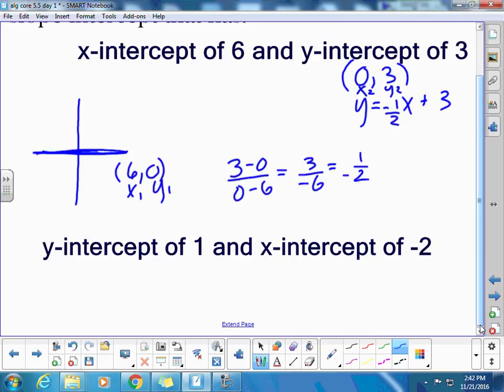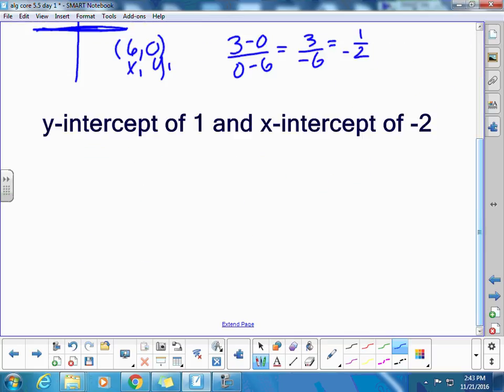So now let's look at this one. Y-intercept. X is 0, y is 1. That's what that means. X-intercept. X is -2 when y is 0. Well, y-intercept is half my equation. Y equals something x plus my y-intercept, plus 1.